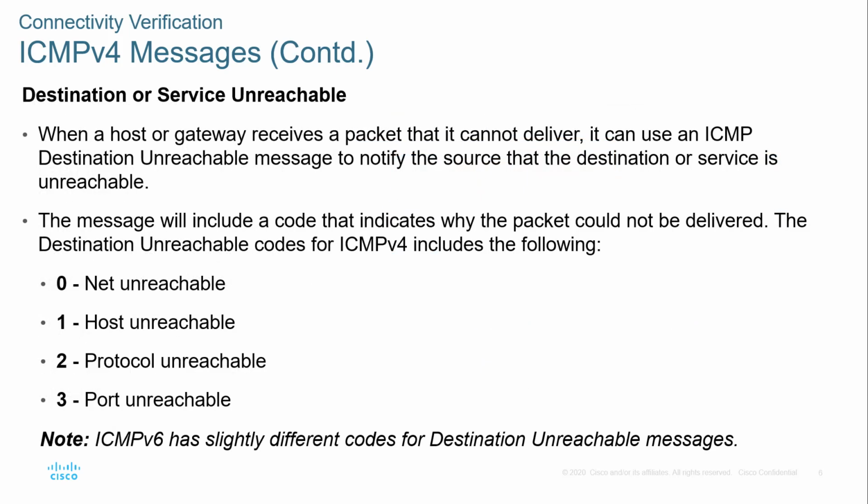Destination or service unreachability. So if we are getting message codes, 0 means the network is not reachable. 1 means the host is not reachable. 2 is protocol, and 3 is port. ICMP v6 has different codes, so we're going to have to talk about those separately.